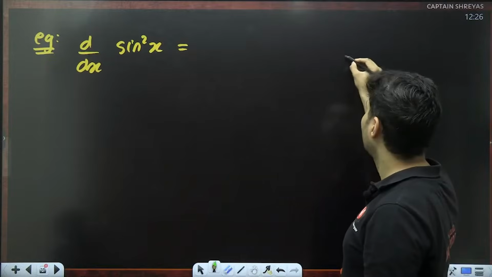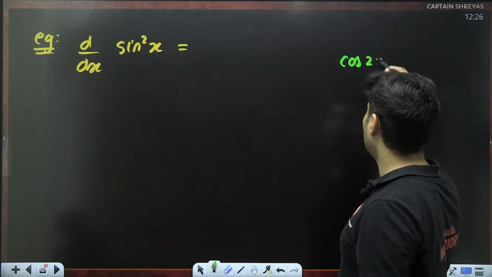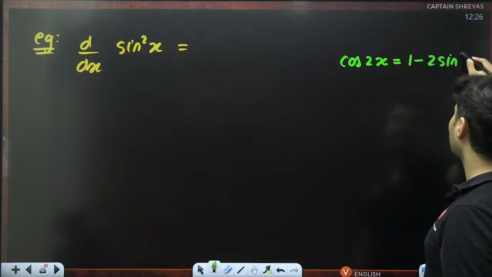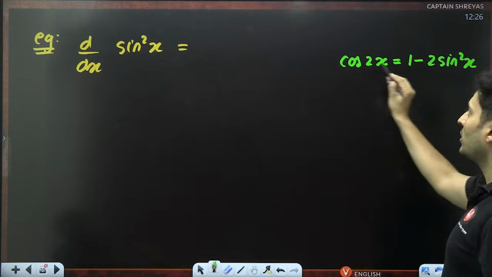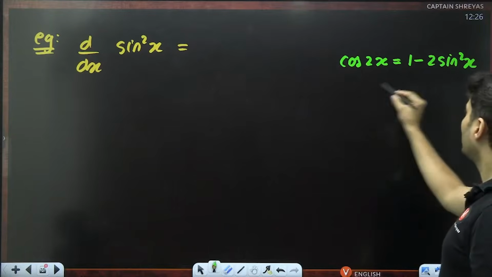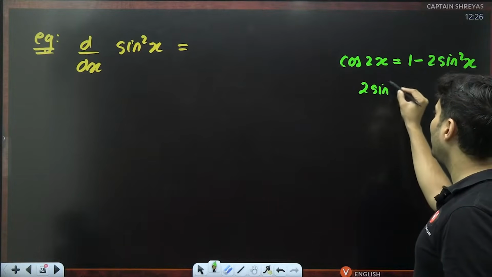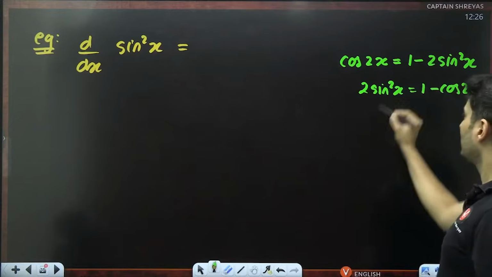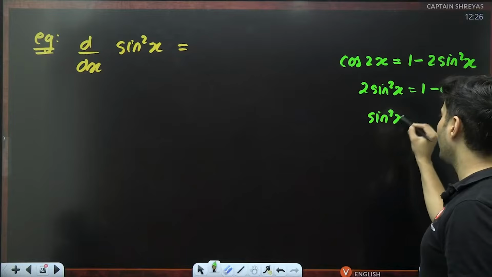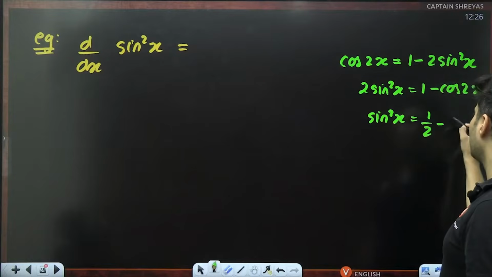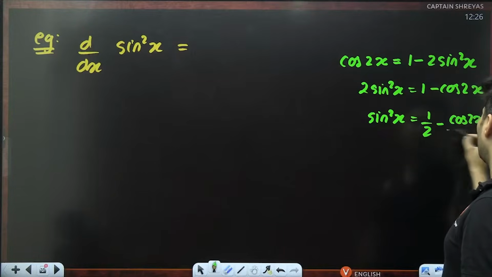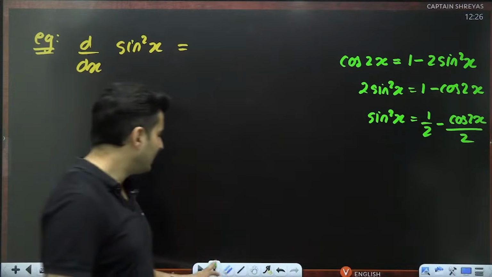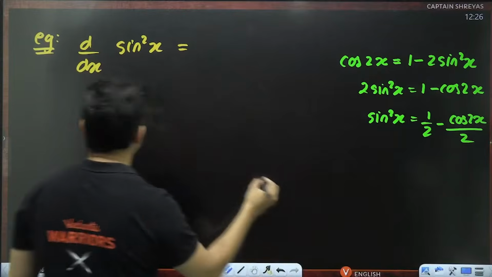I think there is. Remember, cos 2x is 1 minus 2 sine square x. Do you remember this formula? Cos 2 theta is 1 minus 2 sine square theta. So what will be 2 sine square x? It will be 1 minus cos 2x. So what will be just sine square x? It will be half of 1 minus cos 2x, the whole thing divided by 2. So instead of sine square x, put this. Let's see what happens next.